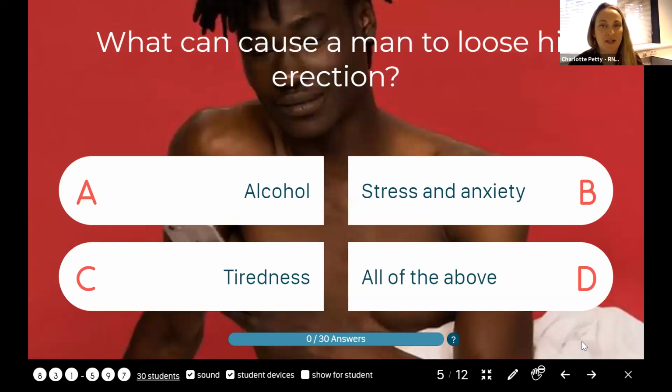So what can cause a man to lose his erection? A, alcohol, B, stress and anxiety, C, tiredness, or D, all of the above?